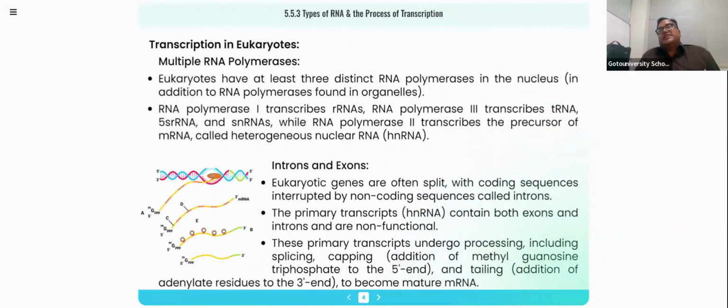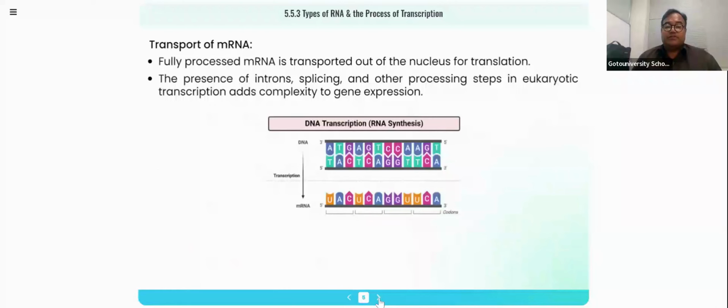Now, when these introns are getting removed, what happens exactly? The mature RNA is formed. Who is playing this role? The RNA polymerase plays this role. As a result, you are getting mature RNA. Now we are coming to the transport of the mRNA. mRNA is moving into the ribosome for making the protein, right?